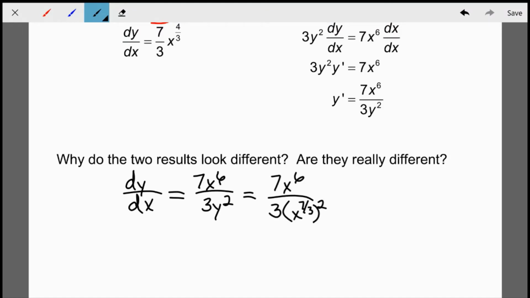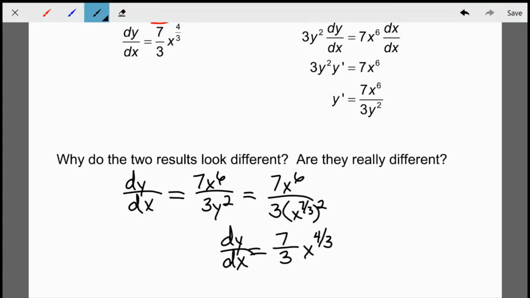And now I'm just going to do a little bit of algebra to simplify this down. Well, I have x to the 6th over x to the 14/3. That's going to give me x to the 4/3, so we end up with 7/3 x to the 4/3 power. So we get the same result once we eliminate that y from the derivative expression. So you can see both methods give me the same answer.